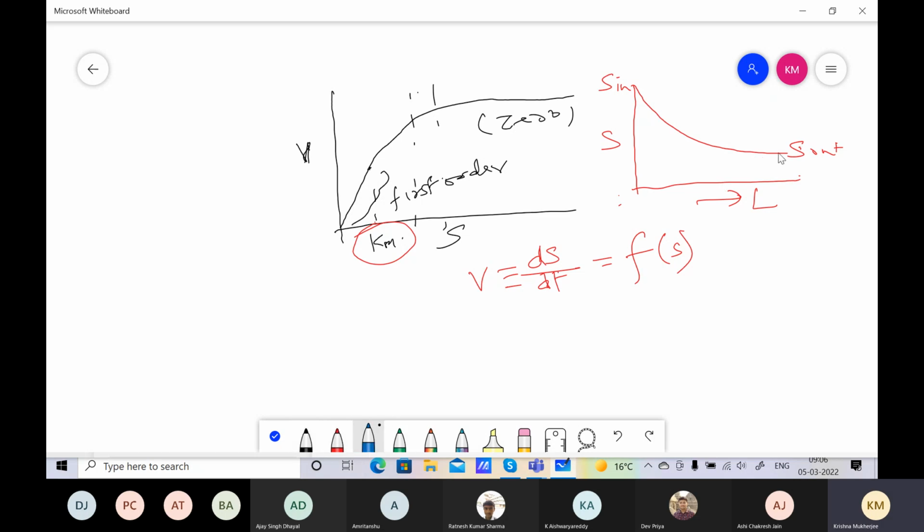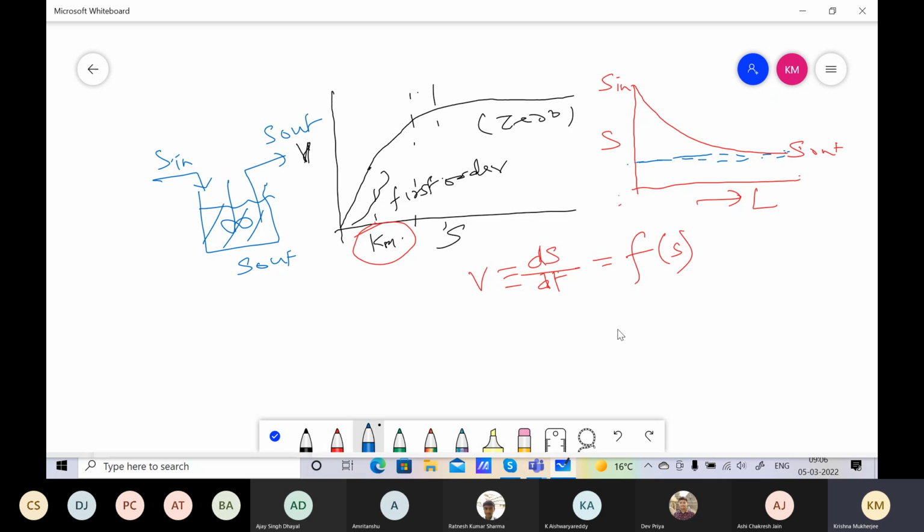And in a CSTR, the performance is this: S out is the same as S. There is no such thing as length. So many of you have drawn a PFR like this. It's amazing. In a CSTR, S out is the same throughout, because all the substrate concentration here is S out. That is the definition of a CSTR. S in is some number, it doesn't really matter. It's S out which determines everything.